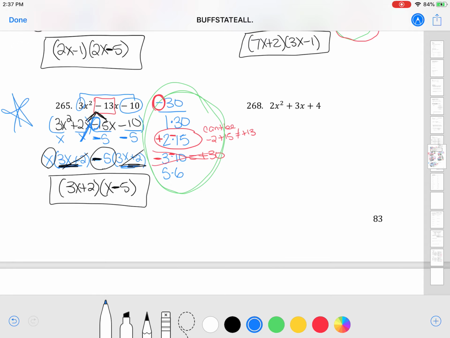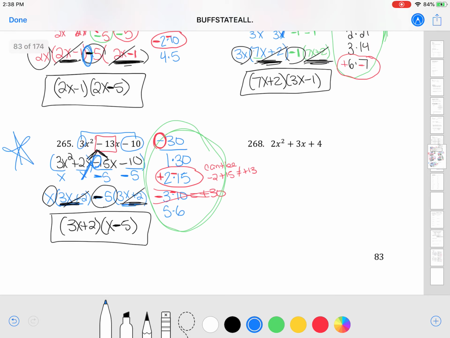Again, what's this method called? I know you answered me. Trinomial AC is correct. Okay, so for 268, I have 3 terms again. To know if I'm doing the AC or the easy method we're about to learn next, you look at this number. If it's not a 1, you do AC. So I start by doing A times C. 2 times 4 is 8.